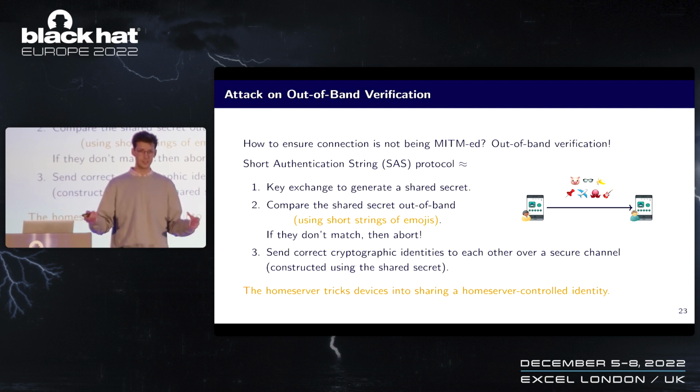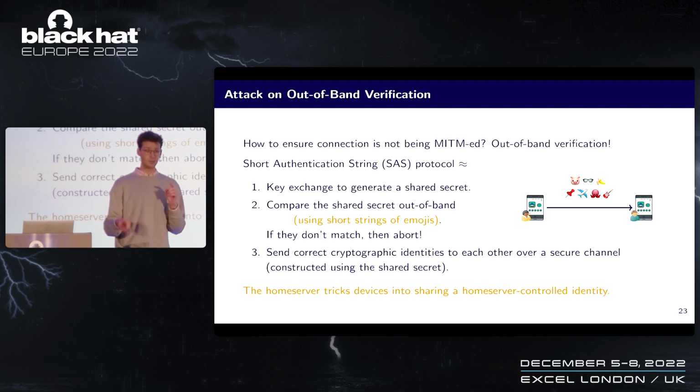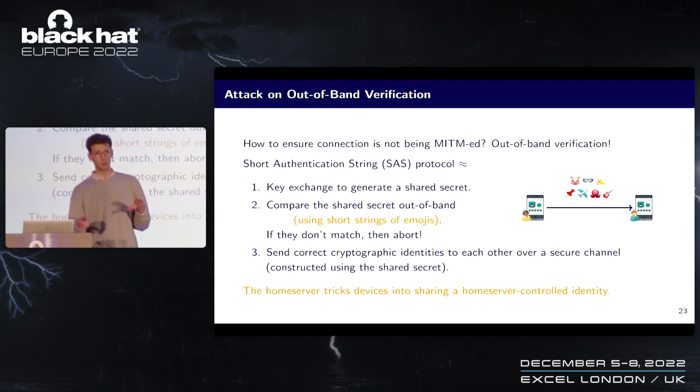But what if the server just makes up fake cryptographic identities and distributes them? Well, they can do this active proxying attack, this malware in the middle, where I just proxy all the messages using these fake cryptographic identities and get control of things like the messages that are sent, get to read them, get to impersonate. So that's not very good, and that's the problem out-of-band verification is trying to solve. The short authentication string protocol is one of the ways Matrix solves this.